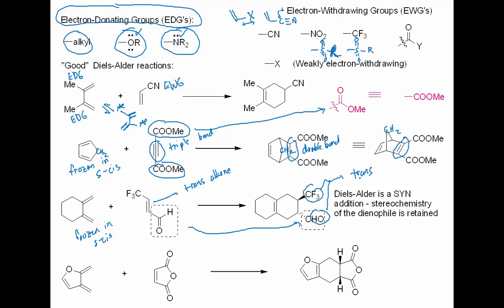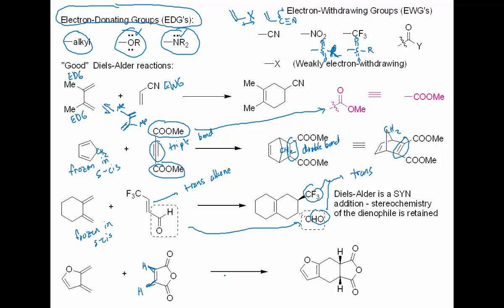So this is characteristic of a syn addition, right? We're retaining the stereochemistry we started with. If we start with trans, we're going to get trans in the product. If we start with cis, we're going to get cis. So here is a case where our dienophile is cis, right? And this reaction produces, again, the product where the hydrogens are cis and the carbonyl groups are cis.